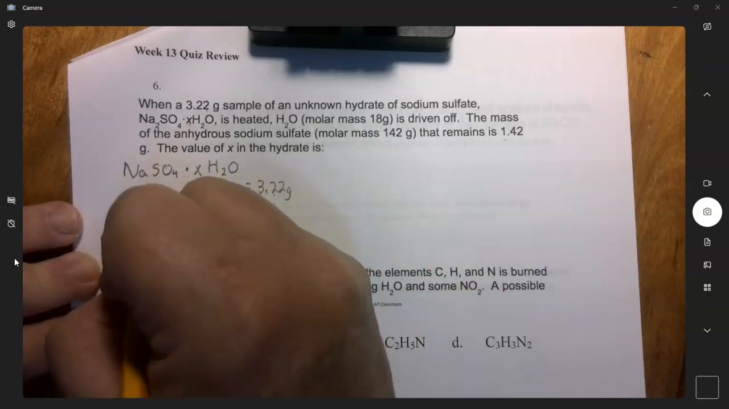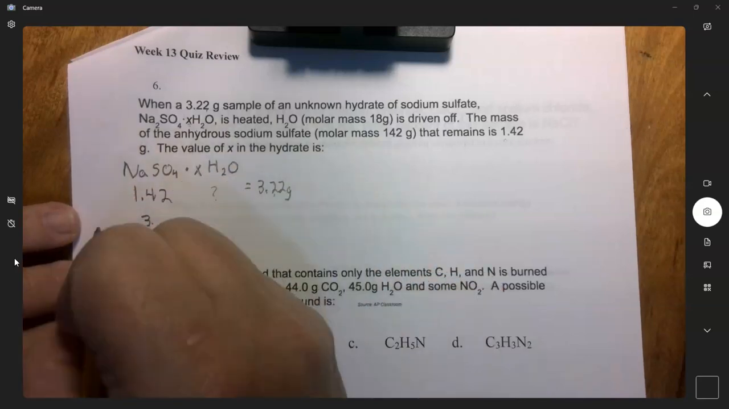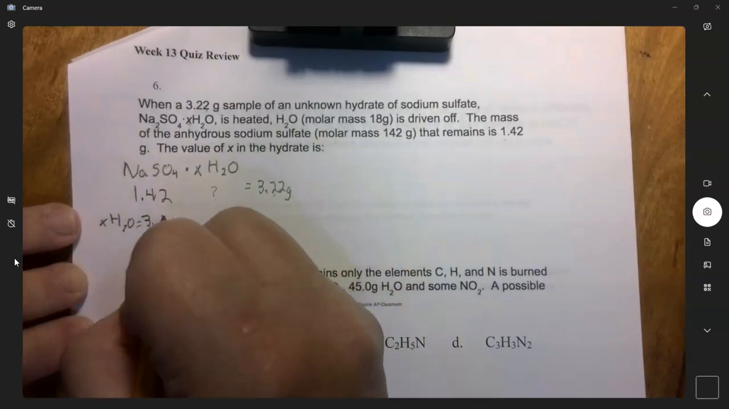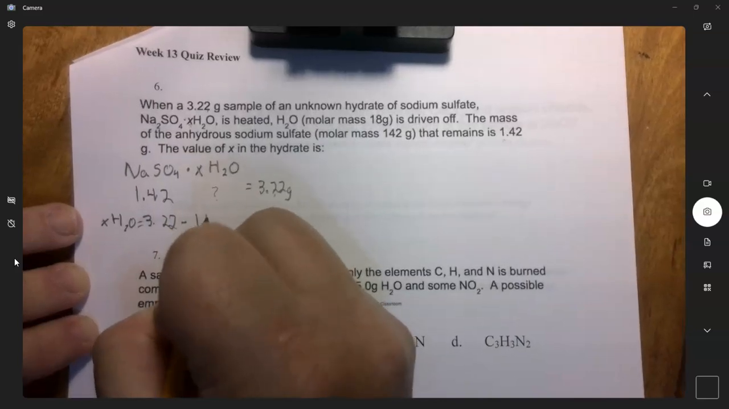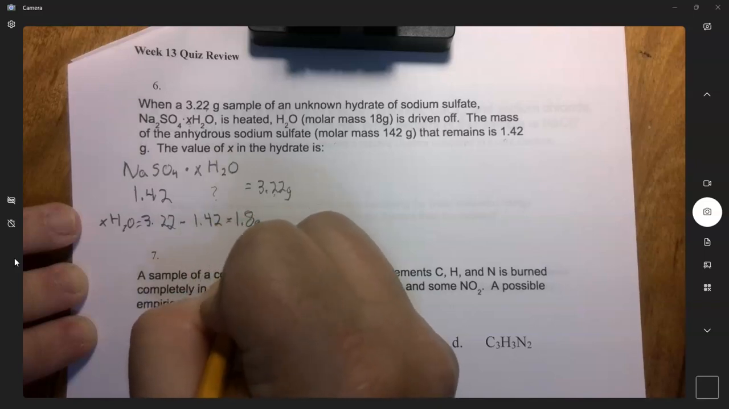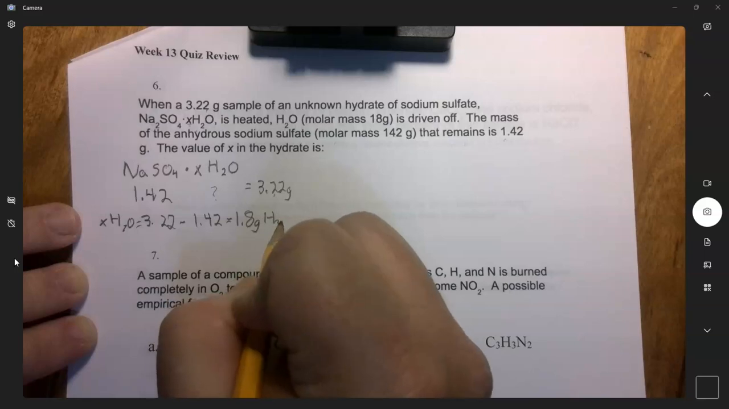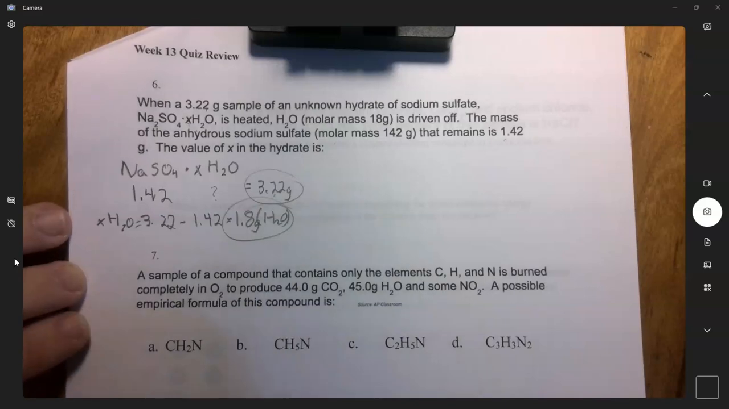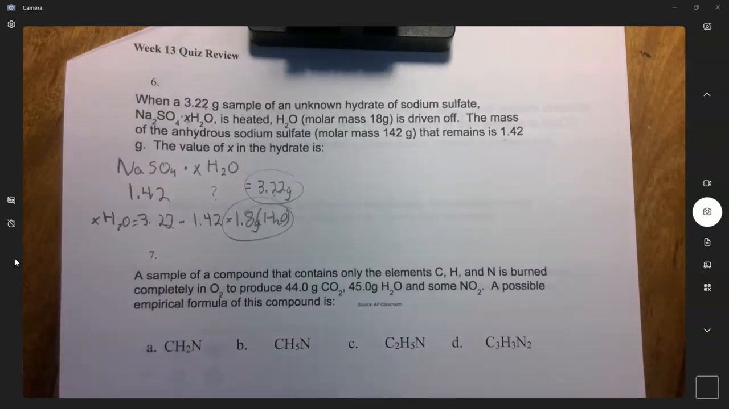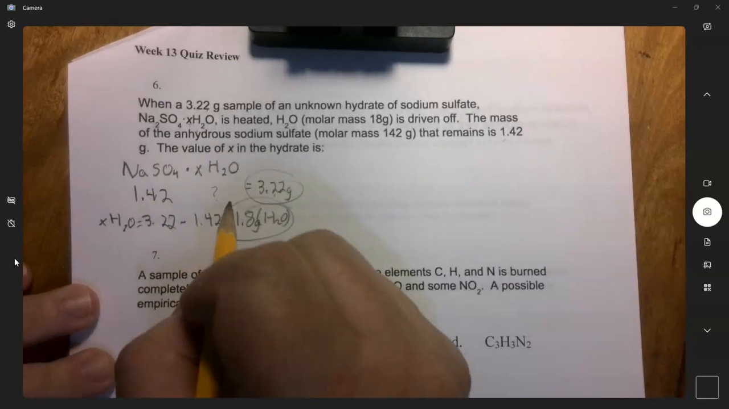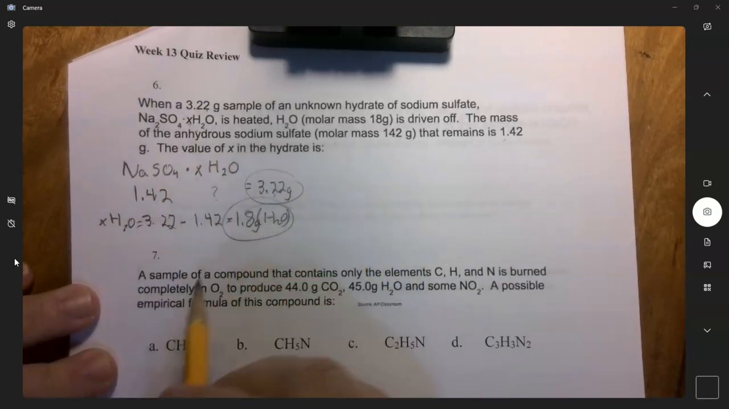So you subtract those two. So the mass of the water, the XH2O, is 3.22 minus 1.42, and you get 1.8 grams of H2O. Okay, so now you know this, and you know the mass of the sample. So now you got to get an empirical formula for that, and we know the mass of all three.